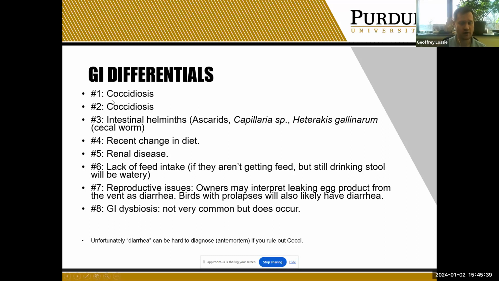And differential, sorry, I didn't describe that term. A differential being something that I am thinking is the primary cause of the disease that is being manifested in a bird. So if I see a sick bird with diarrhea, the top differential or cause, you could think of it as, is coccidiosis.